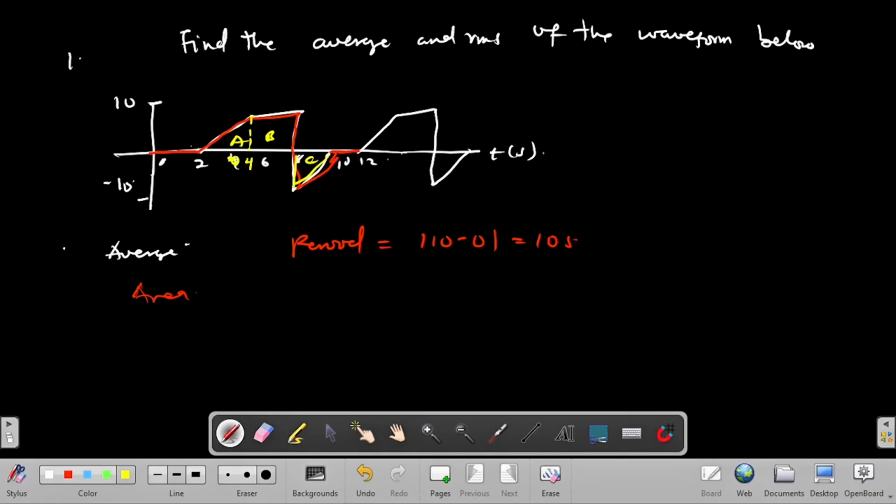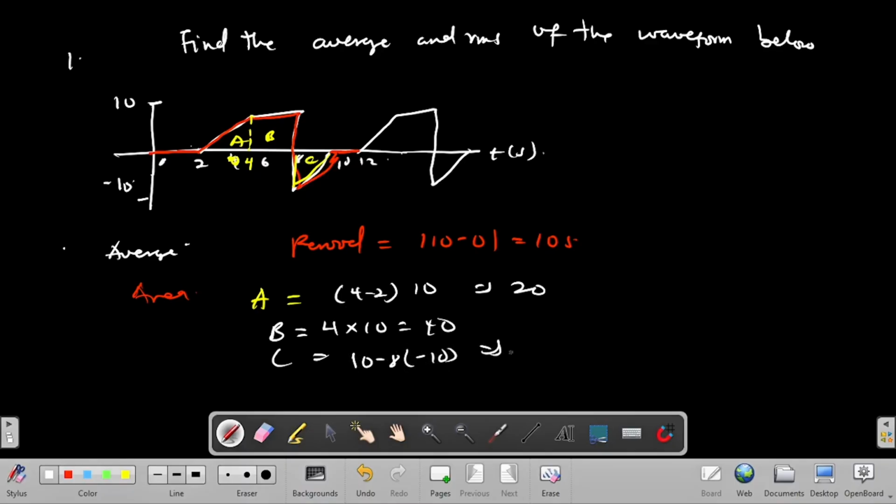For this one, my area A is simply length times breadth. So 4 minus 2 multiplied by my height, which is 10, and that gives me 20. My area B is length times breadth. So 4 to 8 is 4 times 10, and that is equal to 40. Area C is on the negative side. So 10 minus 8 times negative 10. That's going to give us negative 20. When I sum everything, I get my total area to be equal to 40.